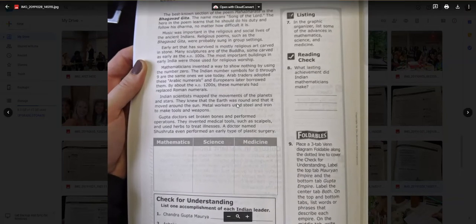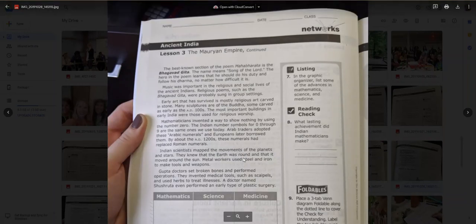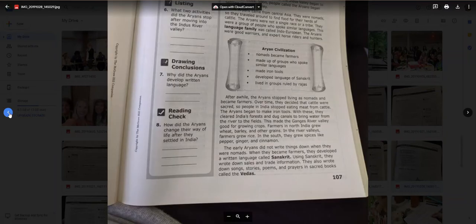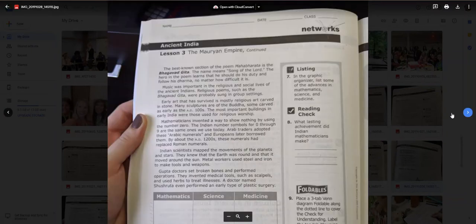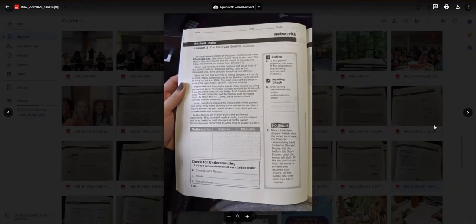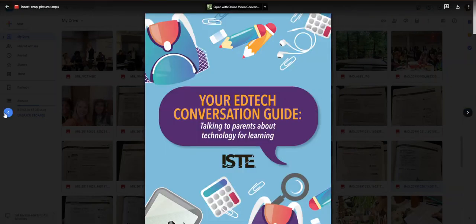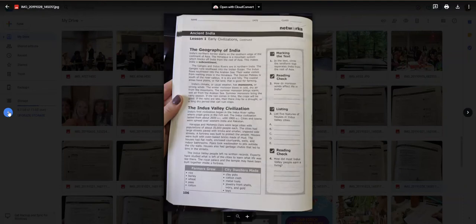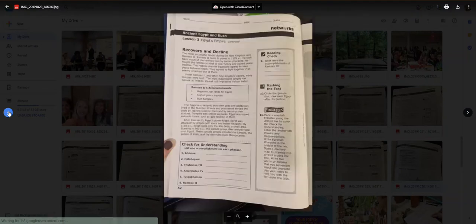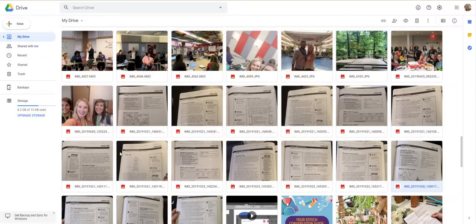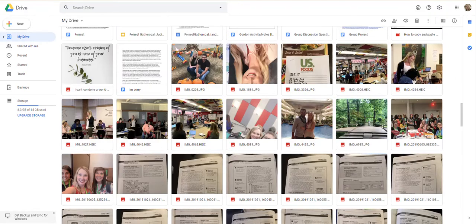108. The best known section of the poem... Wait, that's not the right page. Wait a second. I took pictures of all the text pages so that we could look at it. Okay, so we're just going to read together from here.